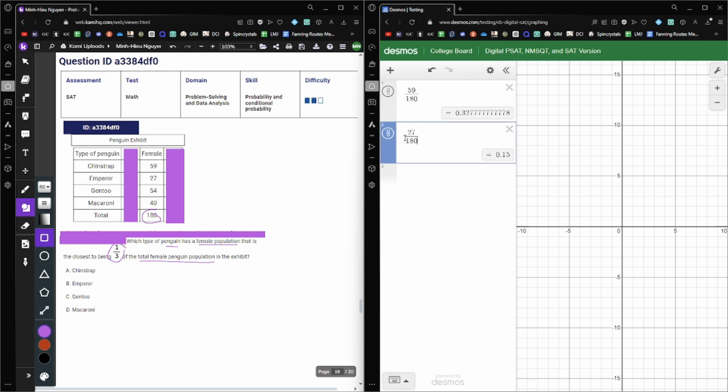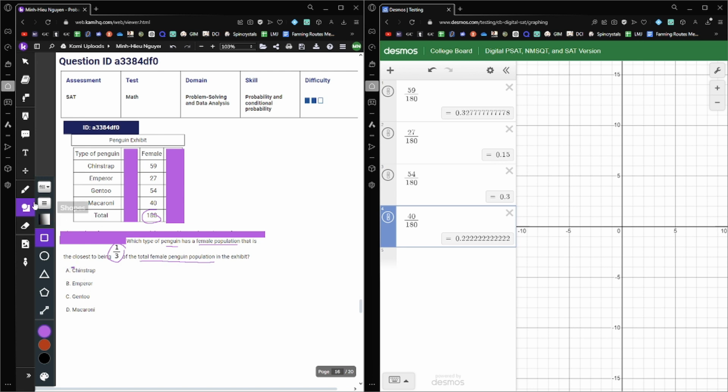27 over 180? 0.15? No. 54 over 180. Oh, that's 0.3 flat. Okay, but this one's closer to 0.33. And then 40 over 180. That is 0.222. So our answer is gonna be this one.